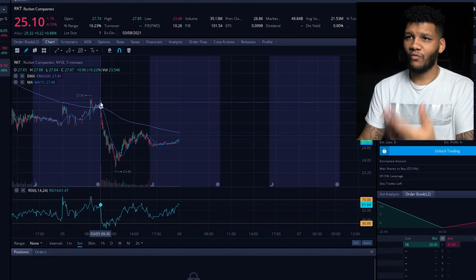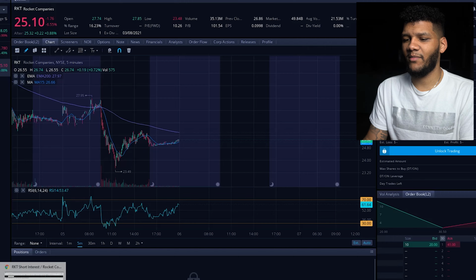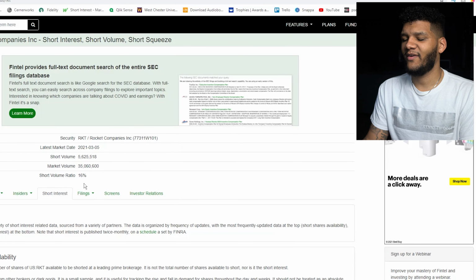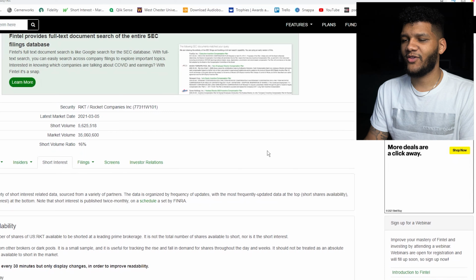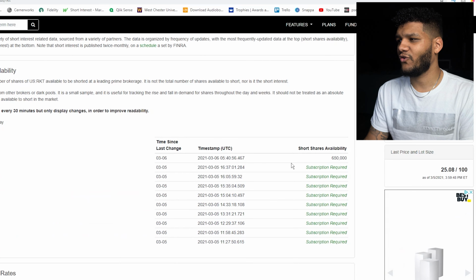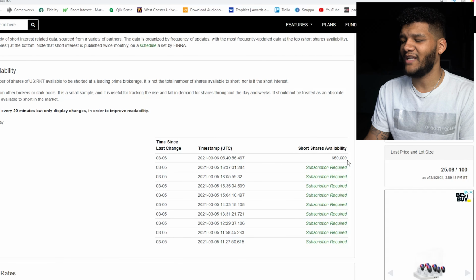So Rocket looks pretty good. Let's look at some of the numbers when it comes to interest. So we have a short volume ratio of 16%. We can look at the short shares available of 650,000, which is not too bad.